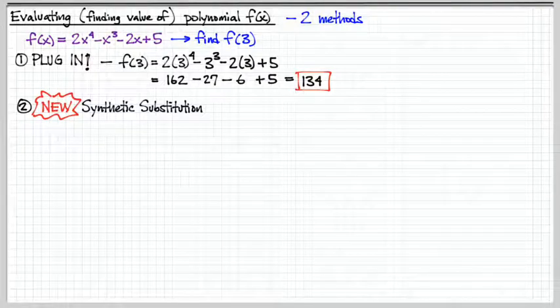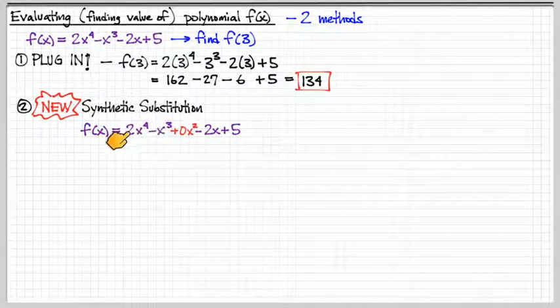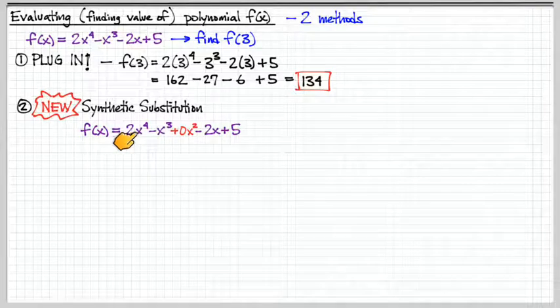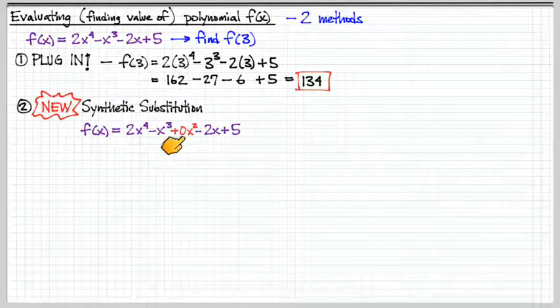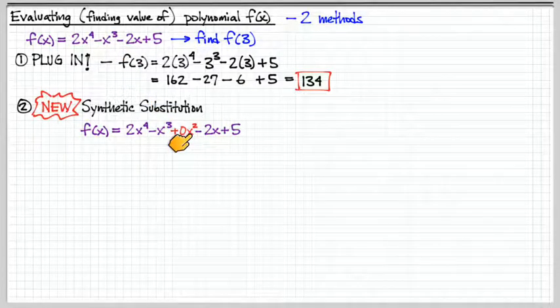The second method, this is the new method. It's called synthetic substitution. So let's follow the steps here. I'm going to rewrite the function, and when I rewrite it, I'm going to be careful to write it in standard form, from highest exponent value to the lowest, and also making sure to fill in any terms that are missing. For example, there's no x squared term, but I'm going to add it here. I'm going to put plus 0 x squared.